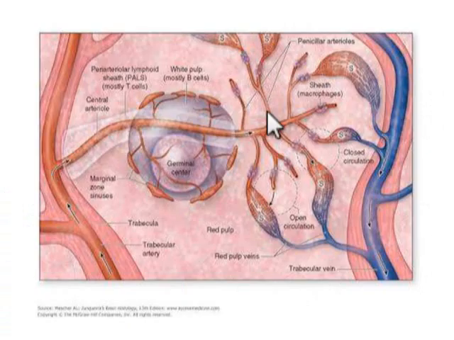See the structure diagram over here. This portion is the white pulp portion, which has mostly the B cells, and this portion is the red pulp portion, which has red pulp veins in open circulation condition.